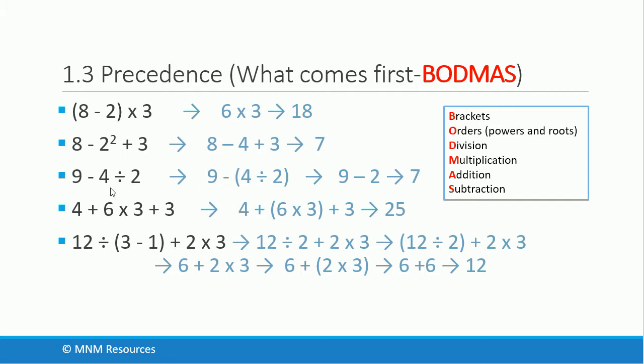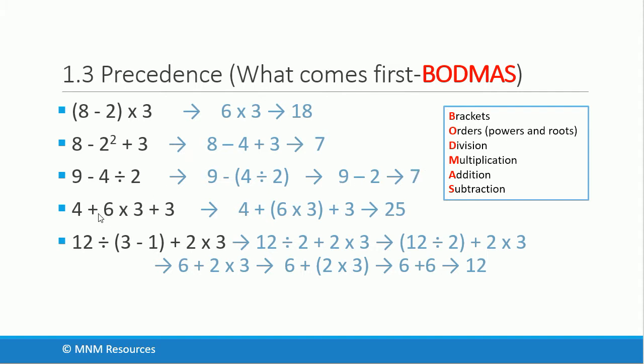Let's look at the third example. You have subtraction and division involved in this example. When we look at our rule BODMAS, we see that division comes before subtraction. So 4 divided by 2 is 2, and subtracting the 2 from 9 gives you an answer of 7.